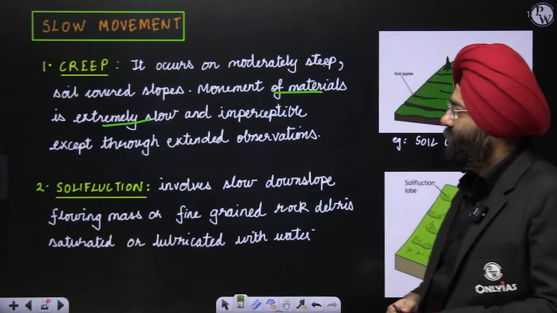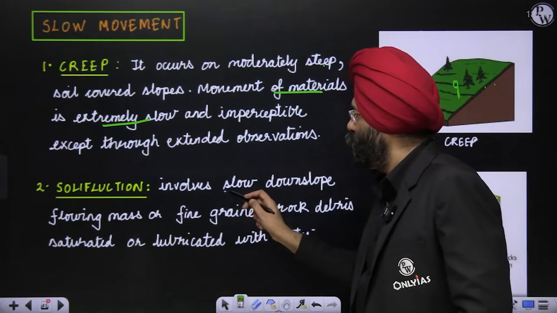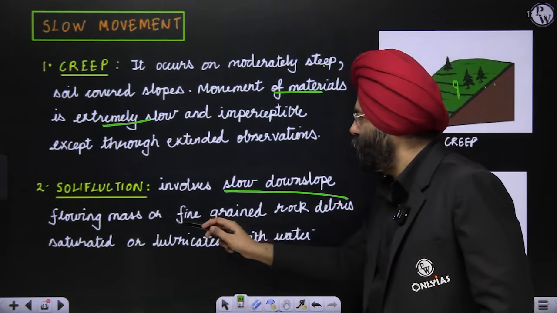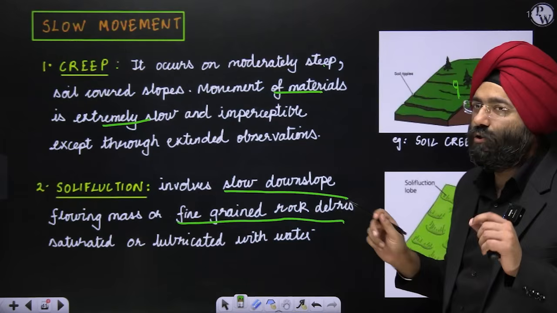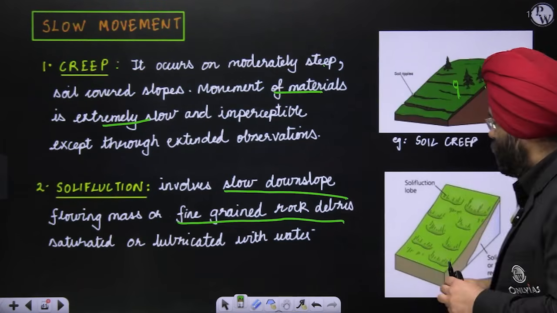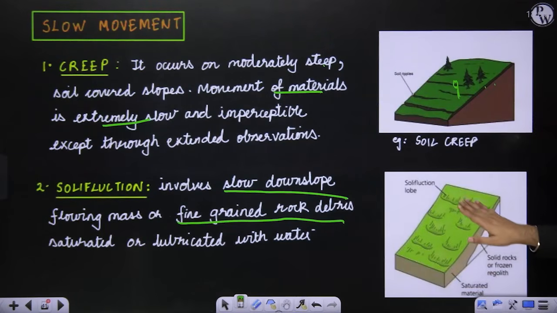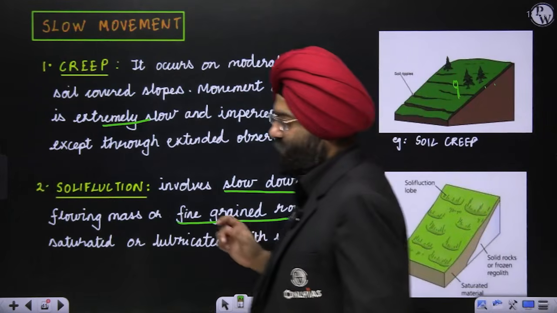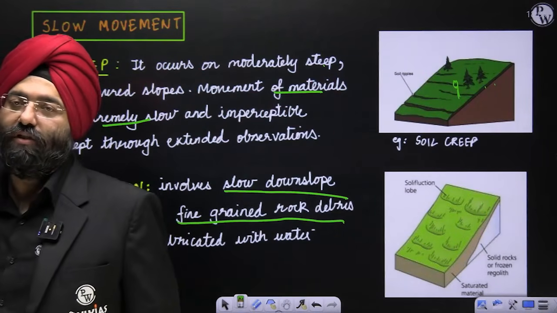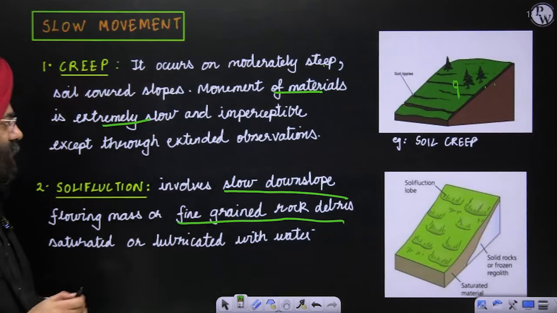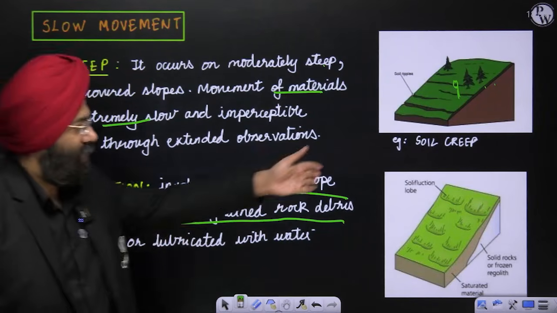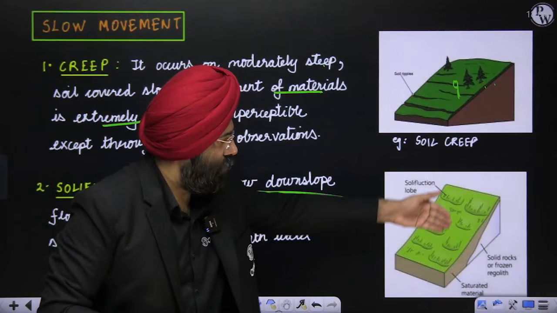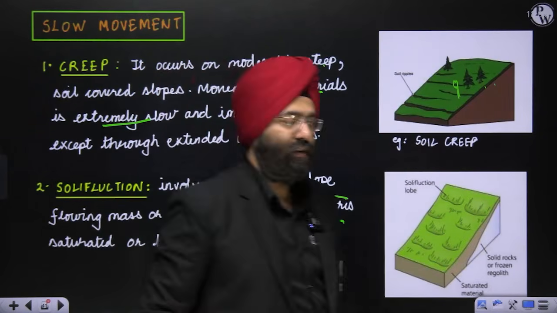Now solifluction. In solifluction, what happens is a slow downward flowing mass of fine grained rock debris, which is saturated with water. Because of that, this particular fine grained soil is moving downward. So this is known as solifluction, because solifluction is associated with saturation of what? Water, which acts as a lubricant for it to basically move down. Clear? Please note it down.